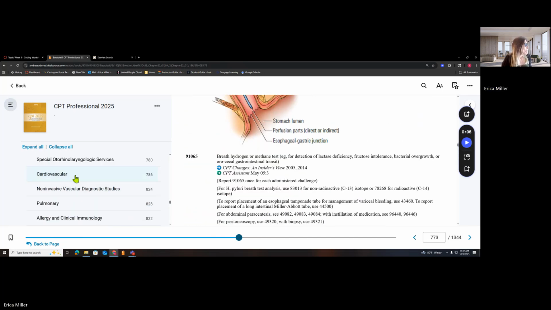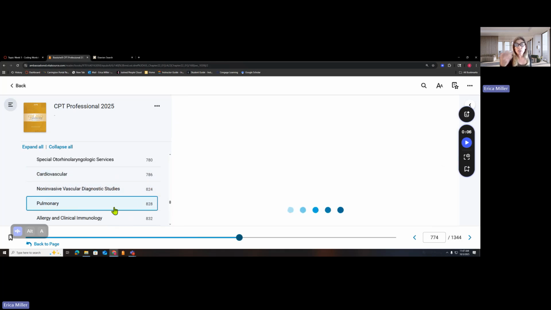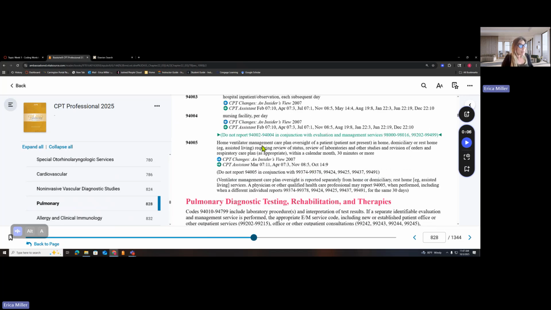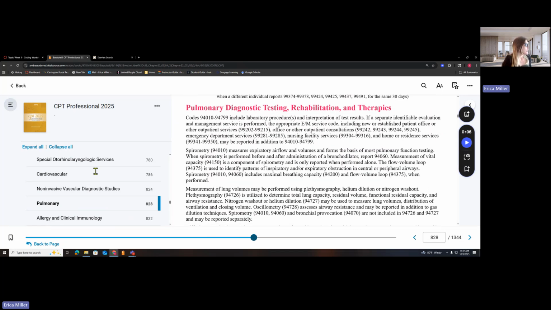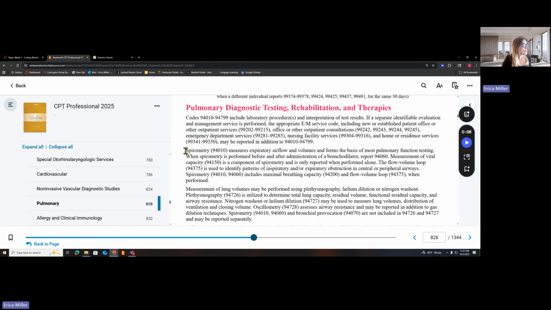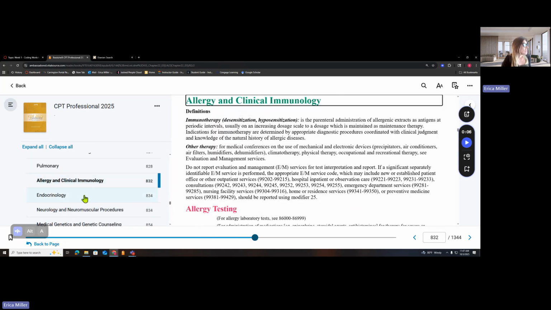And it's also broken down into body systems, right? So there's cardiovascular tests, there's pulmonary tests. So think of a spirometry test. That's a great example of a pulmonary service, right? That's non-invasive. Home ventilator management, all of these things. There's your spirometry right there, 94010, for example.